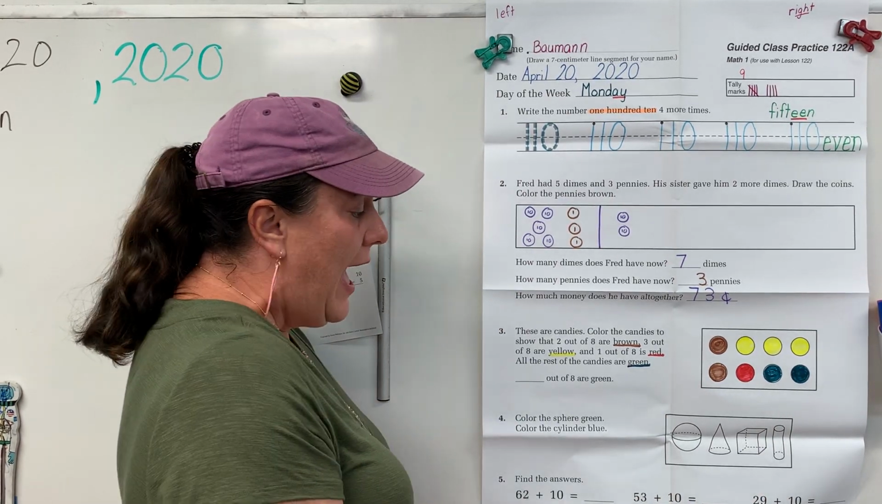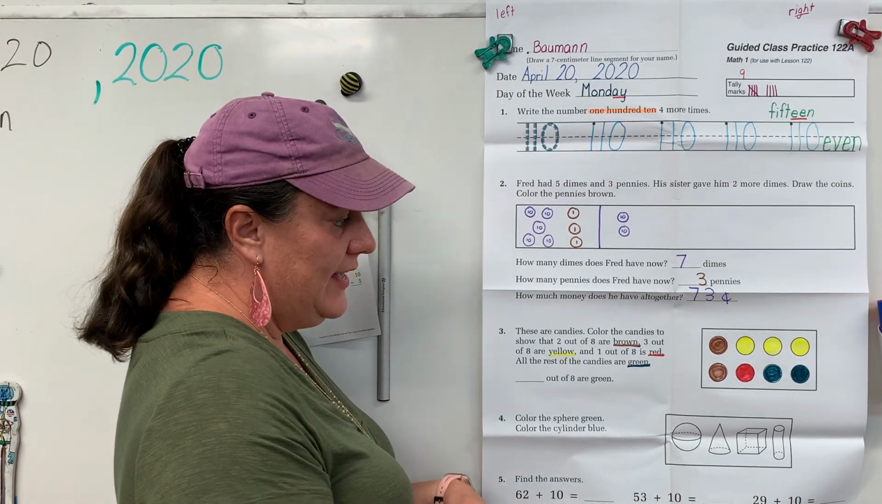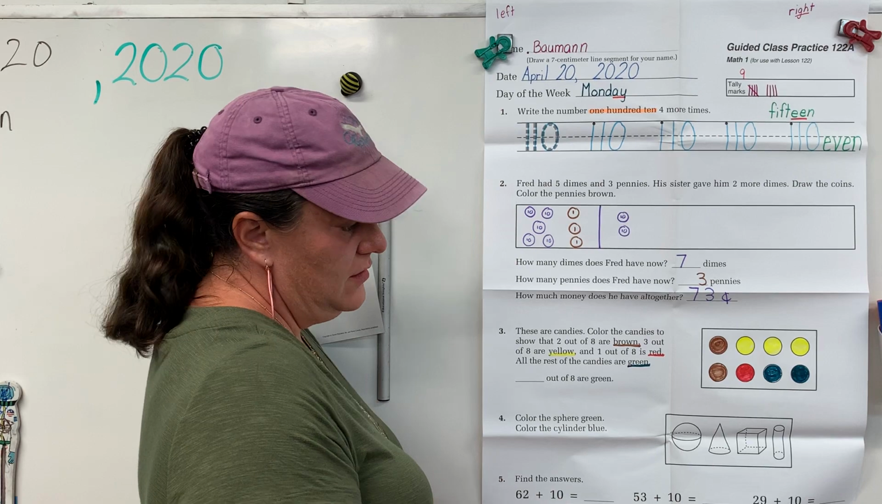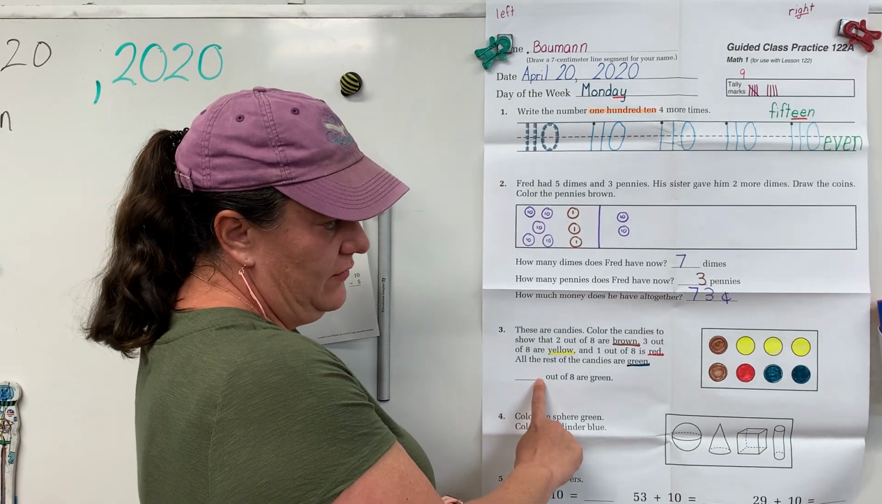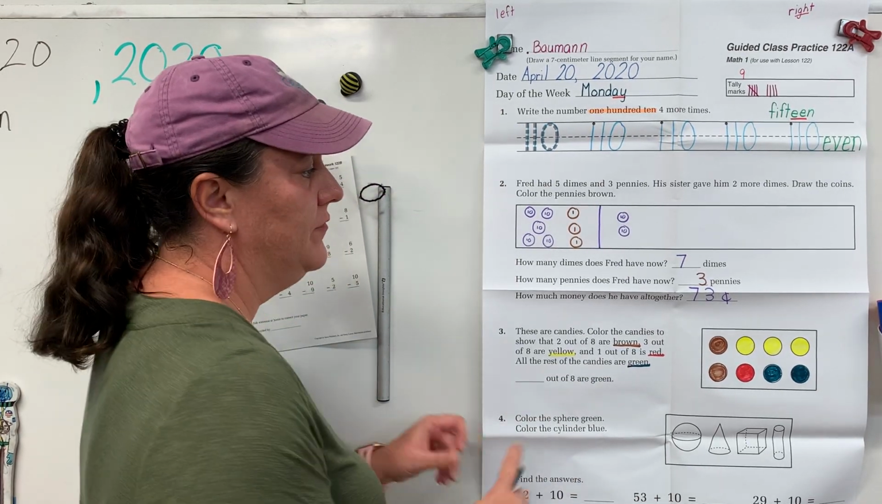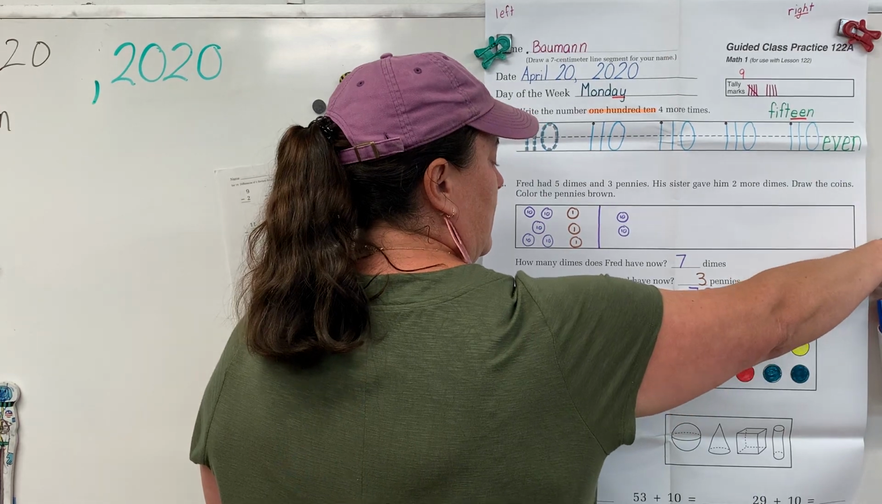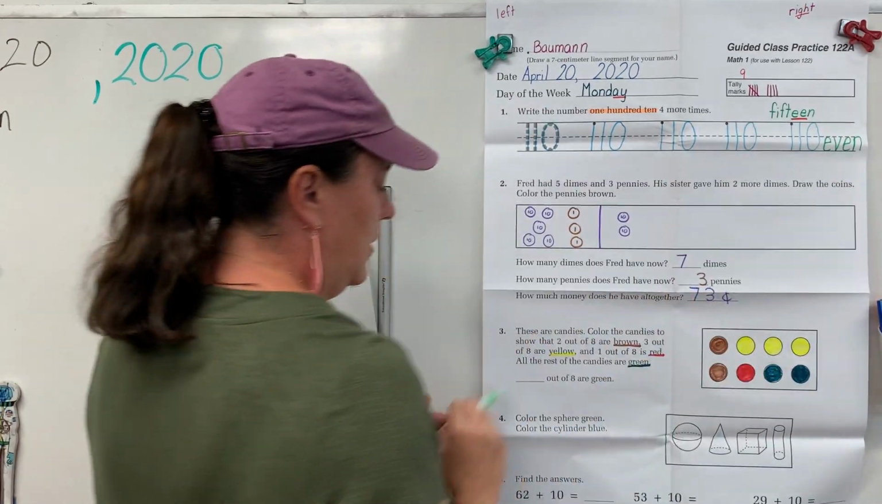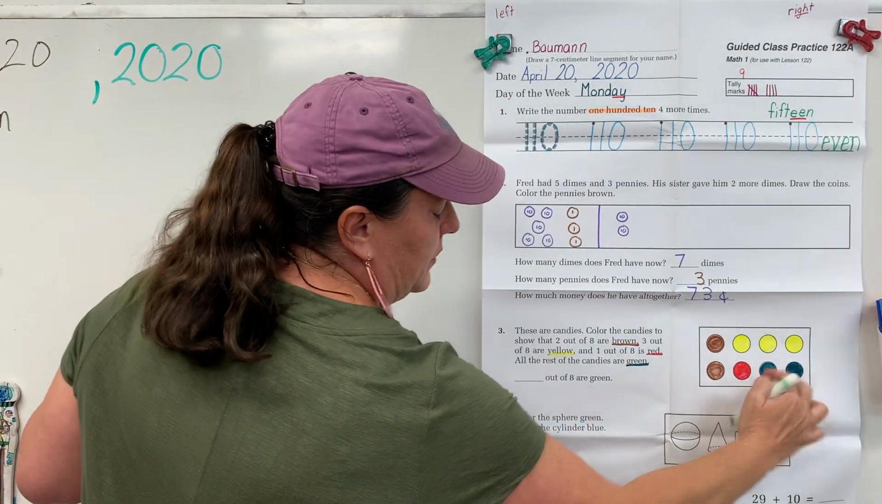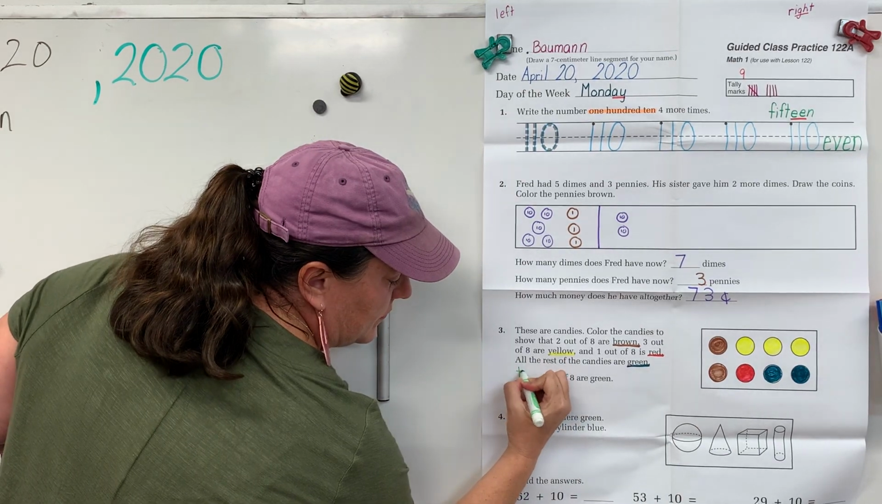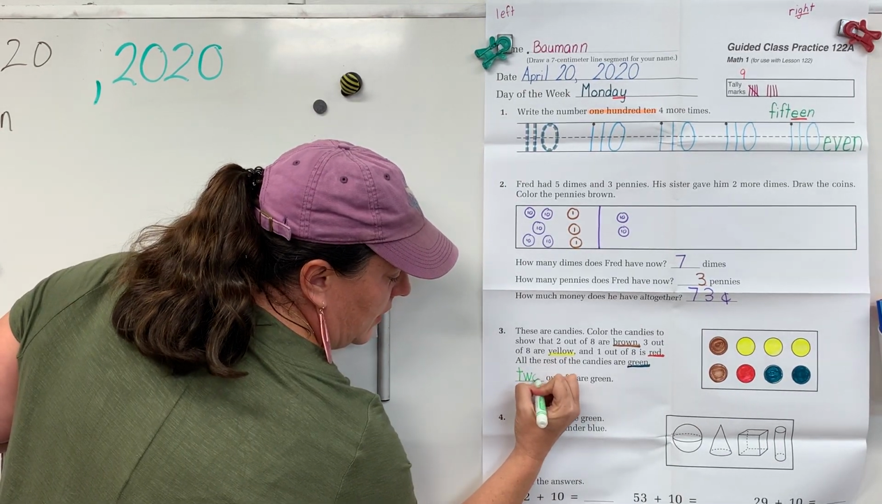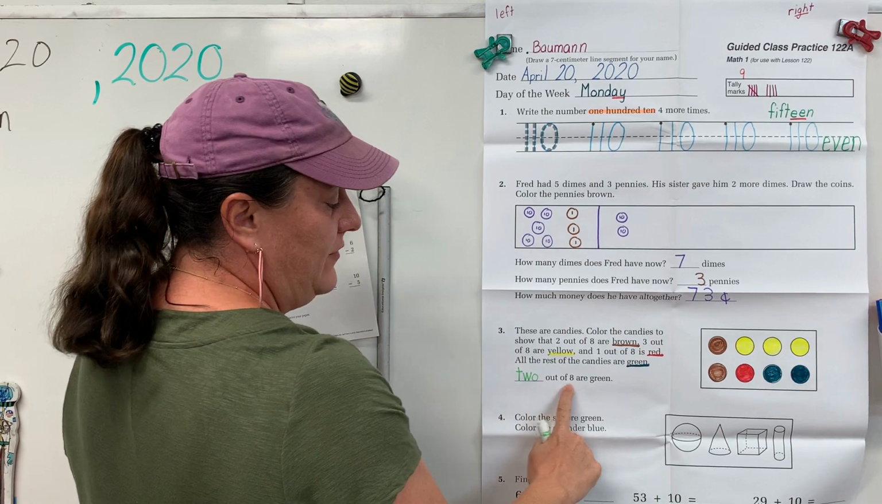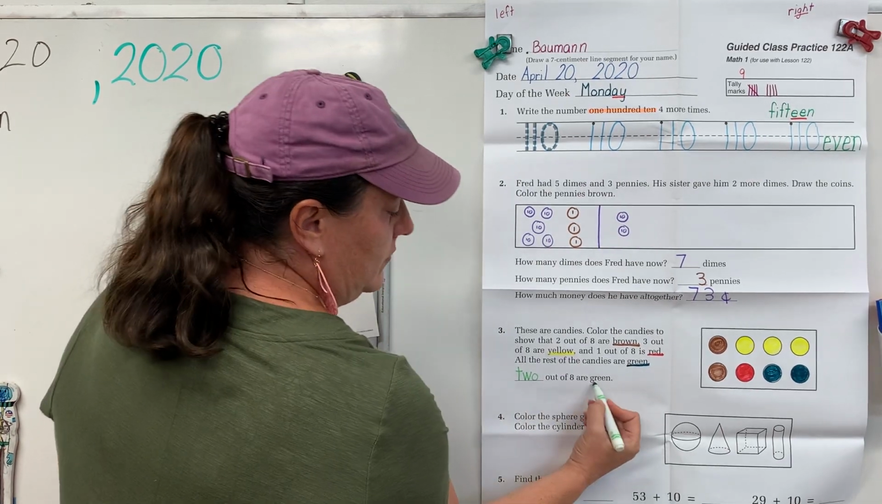Okay, so how many out of the 8 candies are green? Let's write the number word. Go ahead and write your word and then check it against mine. We colored 2 green. So we can say that 2 out of 8 are green.